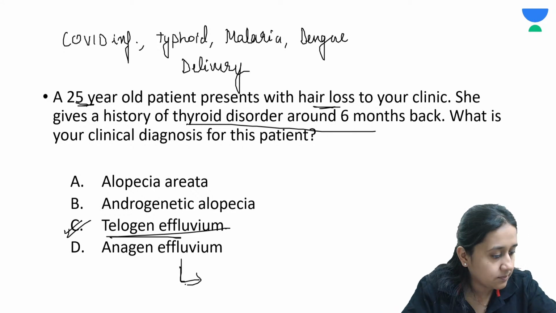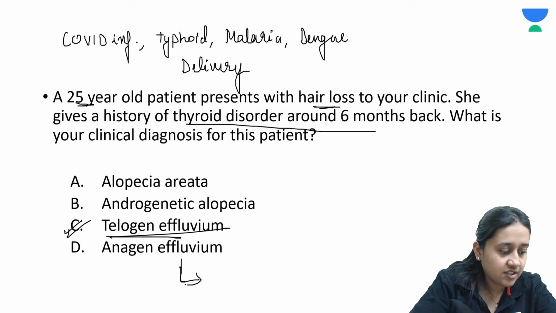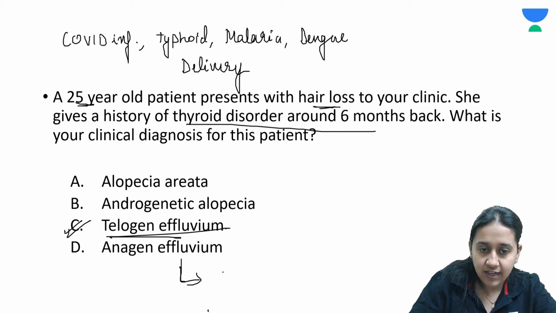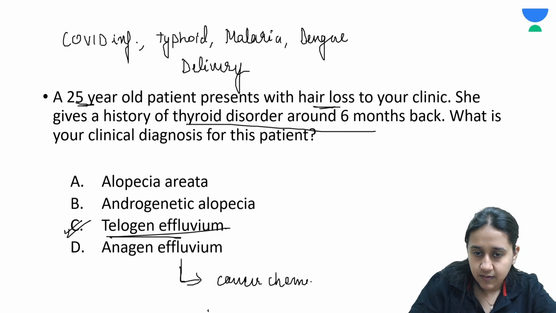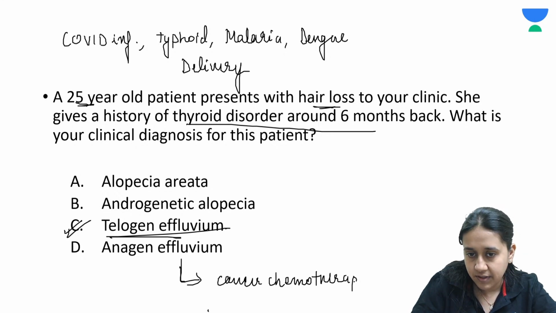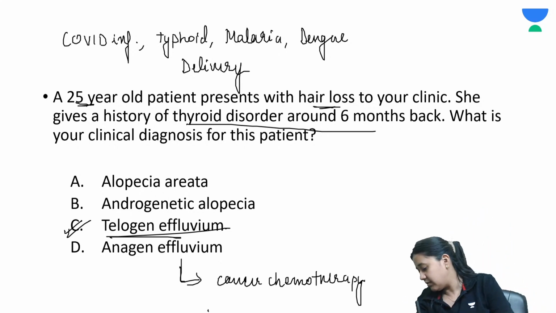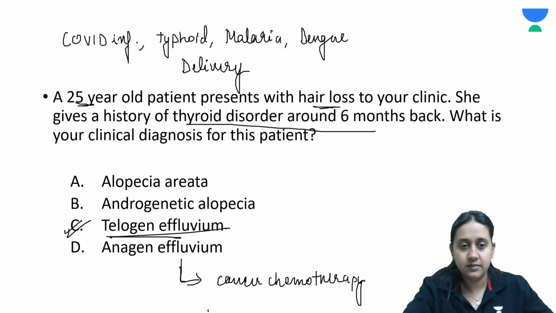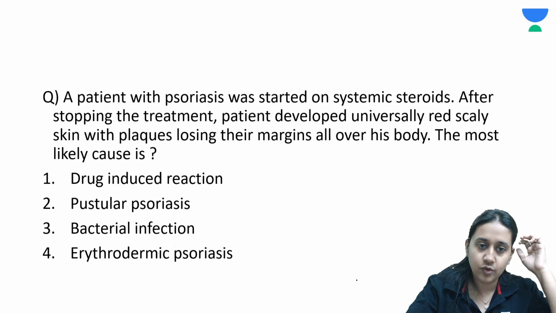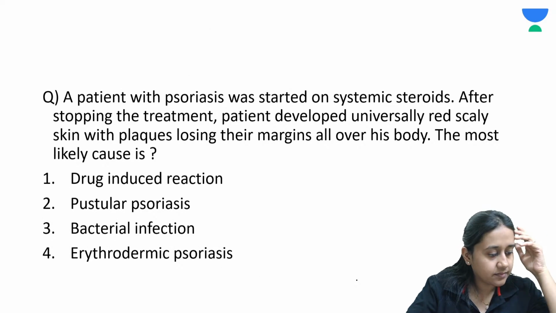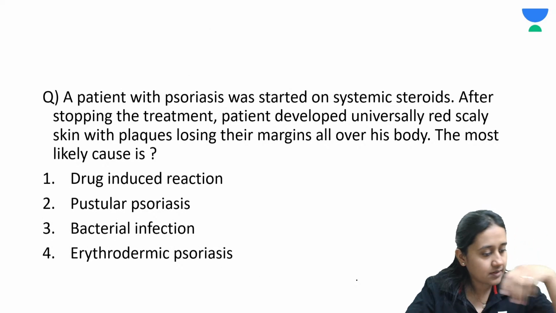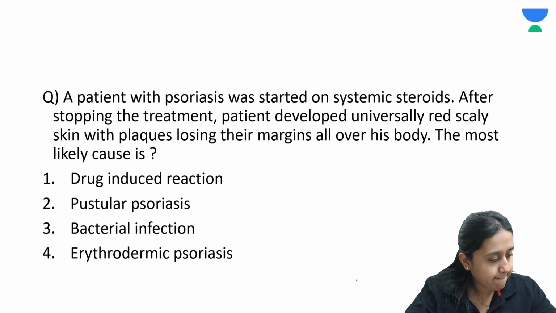What is anagen effluvium? This is when you take cancer chemotherapy. Cancer chemotherapy induced hair loss is a very classical anagen effluvium. Next, what is the answer?